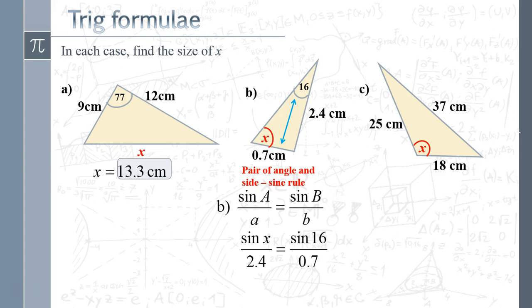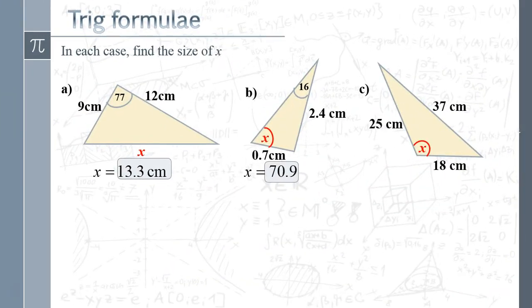So we've got sine x over 2.4. So that's that pair there, the missing thing being the x, equal to the pair that I do know about, sine 16 over 0.7. By putting the things that you need to know on the top, it means you've only got one step of rearranging to do, which is to take the 2.4 over to this side. So we end up with that. And then here, just chuck it in the calculator, x, in this case, is 70.9 degrees.